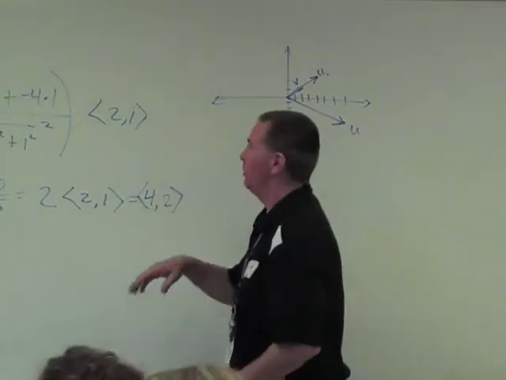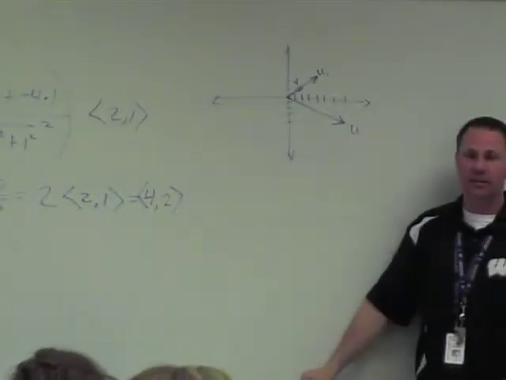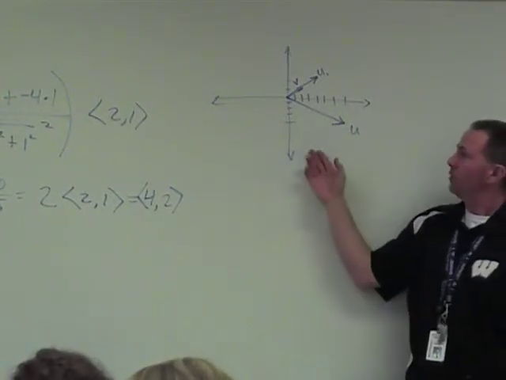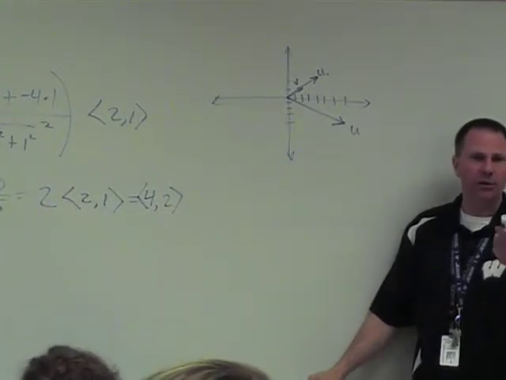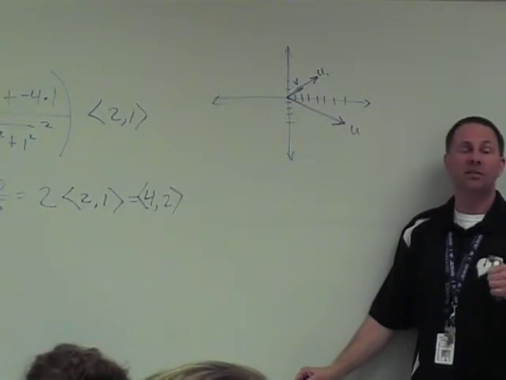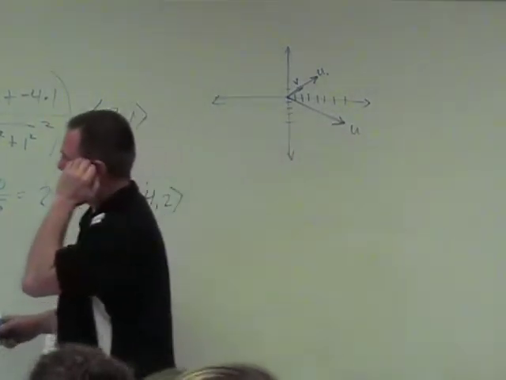So u sub 1 is going to be parallel to v. It's on the exact same slope as v, and it always will be. u sub 2 is going to be orthogonal to v. What's orthogonal? How do you know something's orthogonal? The dot product is 0. So how do I get u sub 2?